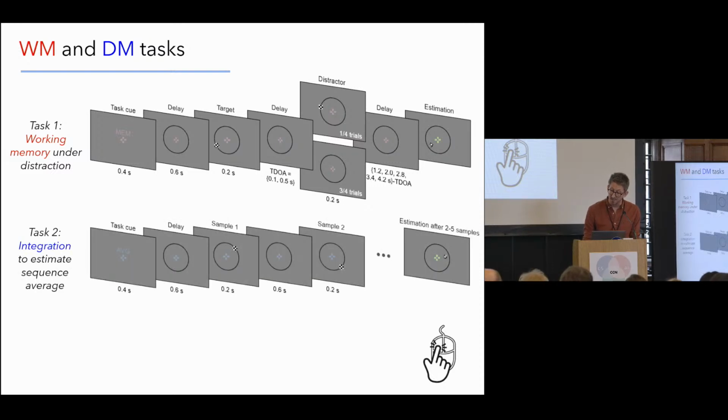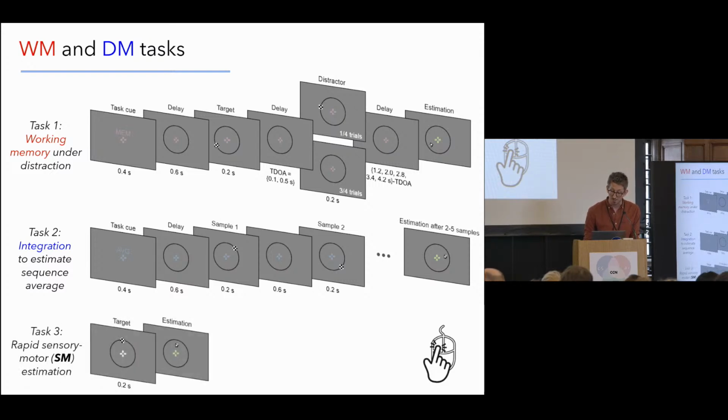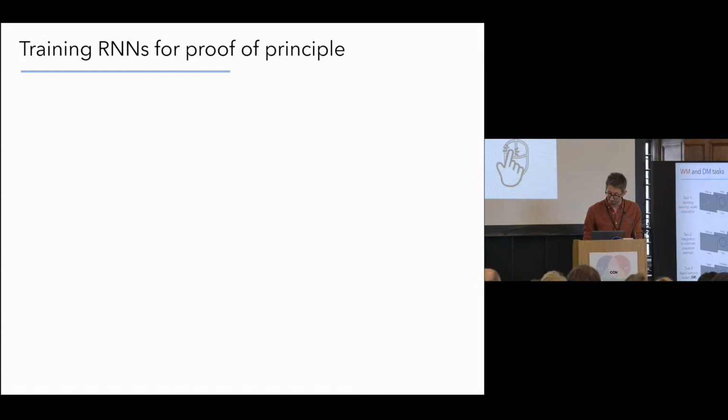We also developed an integration task in which participants were presented with between 2 and 5 of such stimuli in a sequence, and their task here was to report the circular average of all stimulus locations once the sequence ended. And participants performed a simple sensory motor responding task that shares sensory and motor characteristics with the other tasks, but lacks any requirement for working memory or integration. And just to emphasize, these are tasks that require maintenance or estimation of a continuous circular variable, so they're well suited to being solved by a ring attractor.